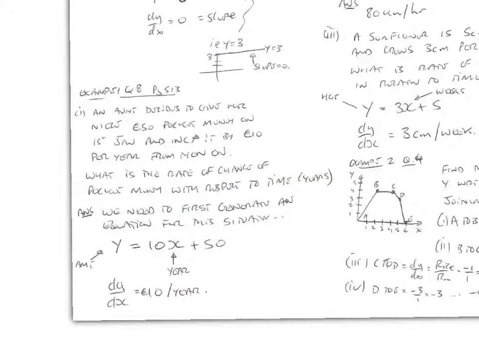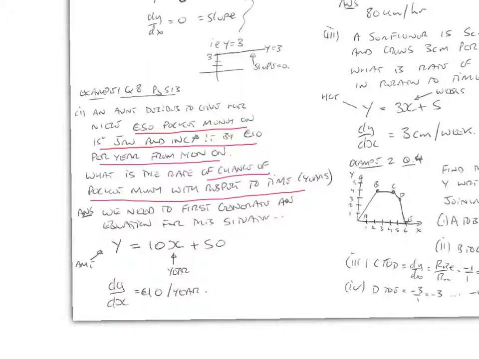So let's look at some examples. An aunt decides to give her niece €50 pocket money on the 1st of January and increase it by €10 per year from then on. What is the rate of change of pocket money with respect to time in years? Okay, well, let's just generate an amount equation. The amount that the niece will have is equal to the 50 that she was given at the beginning plus €10 every time, or per x, per year. Okay, so if x is 1, she'll have €60, x is 2, she'll have €70 and so on. Okay, so that's the equation.